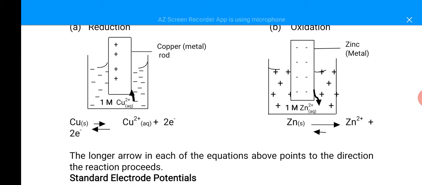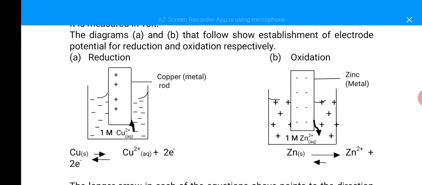For what? For the reduction process. Why? Because of the electrons; that is why we have the copper rod there having positive on it. Why is that happening? It will happen because the electrons are being supplied from the copper rod into the solution for the copper ions to get deposited. So it will not render the copper rod dipped into it to become positive. So this reduction will have a positive value of electrode potential.